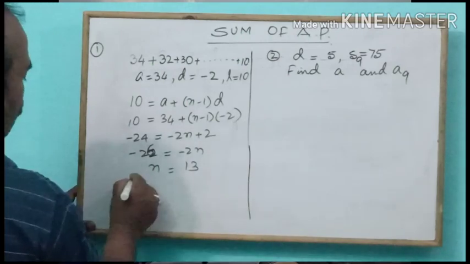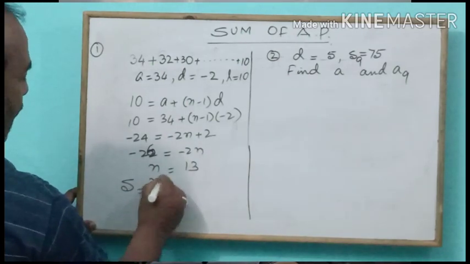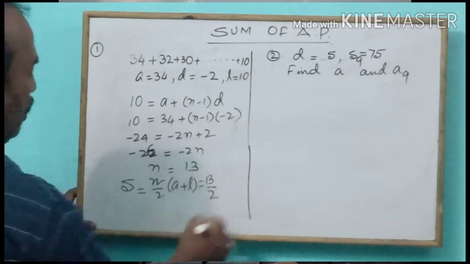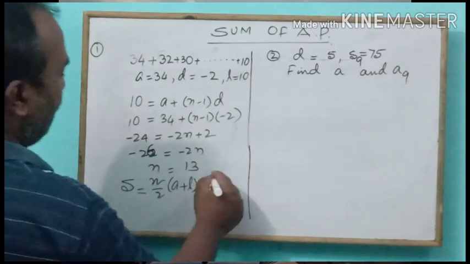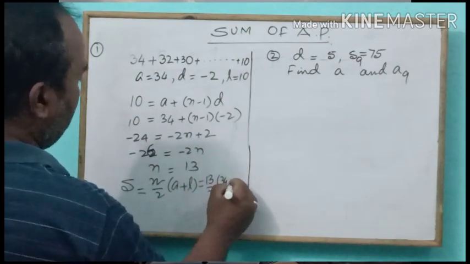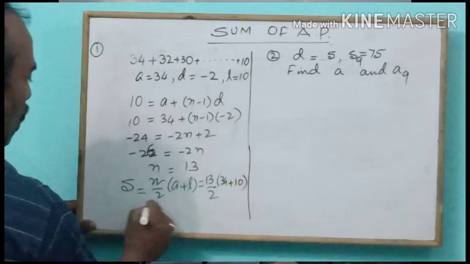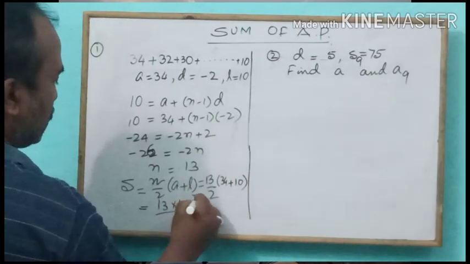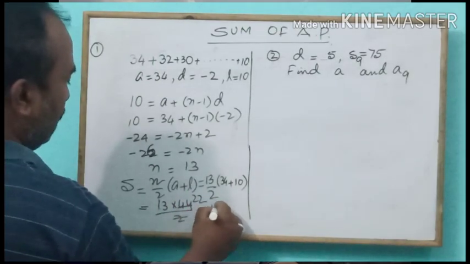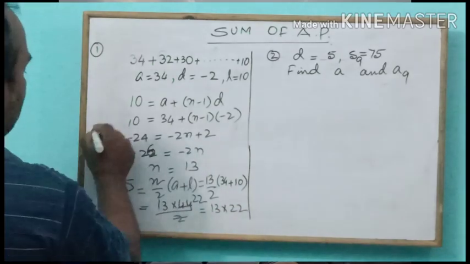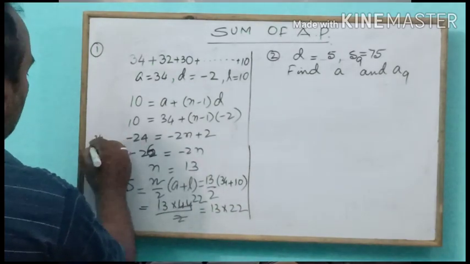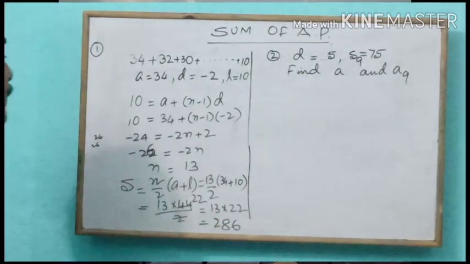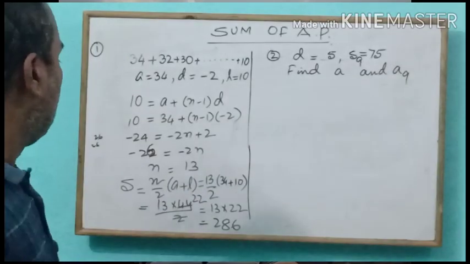So the sum can be calculated as S equals n by 2 into (a plus L), that is 13 by 2, because the number of terms is 13. a is 34 plus 10, or 13 into 44 by 2, so it is 13 into 22, that is 286. So the sum of these terms is 286.